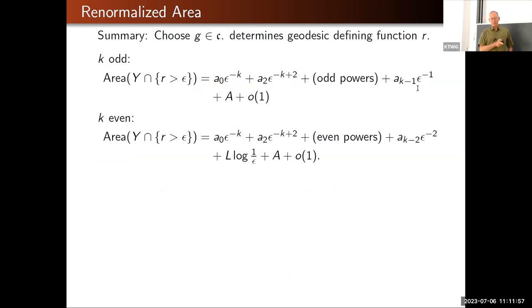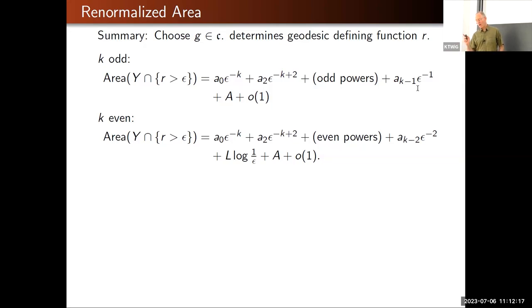Now you want to think, what happens when you change the scale? This is basically what you were getting at here. When you change the g, the metric on the boundary, that changes the scale, the r changes. And if you look at the expansion, for example, when k is odd, all those coefficients, a_0, a_2, all those numbers change when you change the scale.